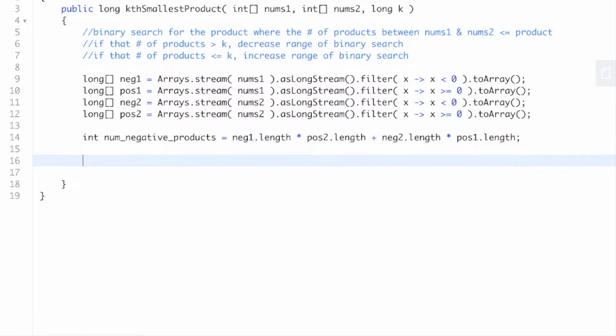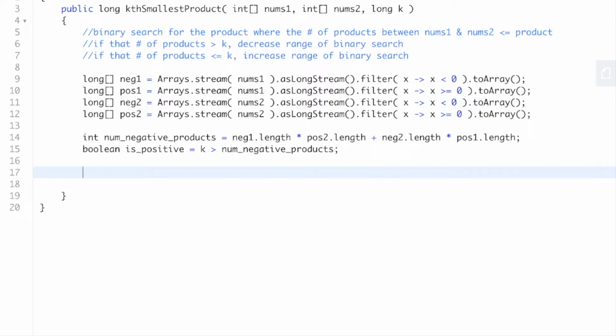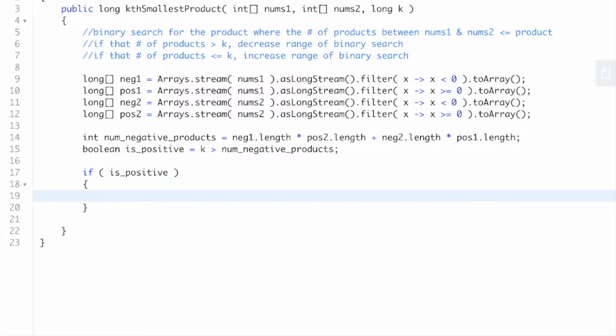And now let's just create a Boolean, so let's say isPositive. This represents whether the k that we're looking for, the kth product, falls into the range of positive products or negative products. So it's positive if k is greater than the number of negative products. Okay, so what do we want to do next? If k is in the positive range of products, then we're going to subtract the number of negative products from k.